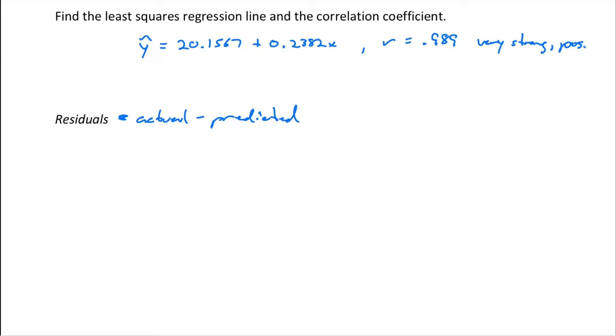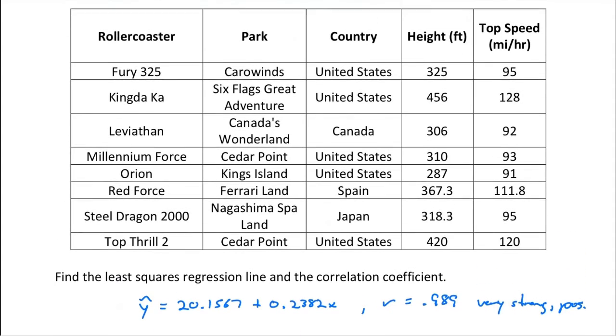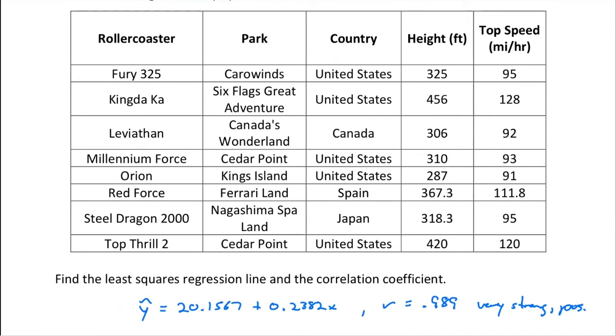So let's say, for example, that I want to find the residual. We'll just take the first one, this Fury 325. The actual value is 95 for its top speed. If I want to find the residual, I need to find the predicted value. So what would my line predict the top speed to be for a roller coaster with a height of 325 feet?